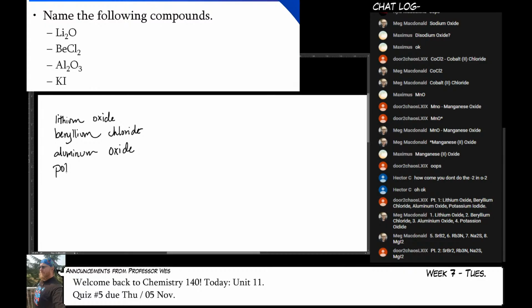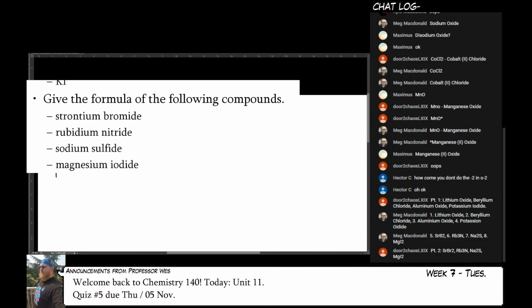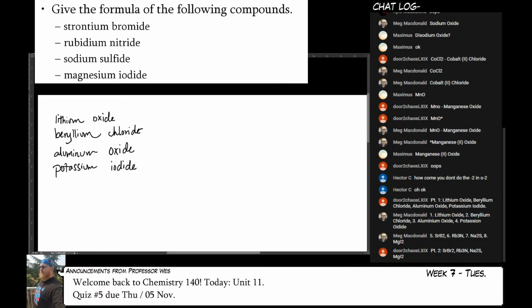K is potassium. And I is iodide. Potassium iodide is an important nutrient for your thyroid. Make sure you get enough. Let me trim this down and we'll get this out of the way.